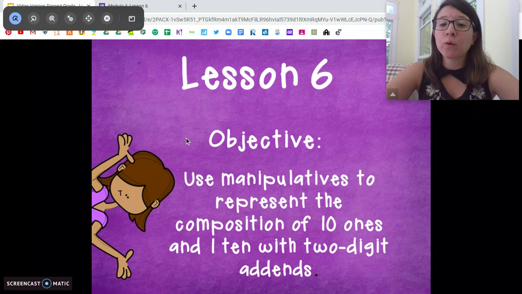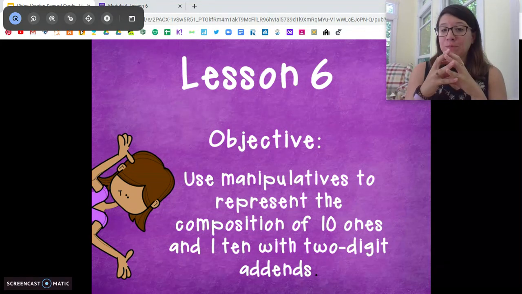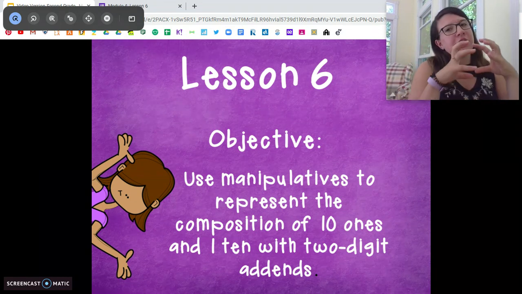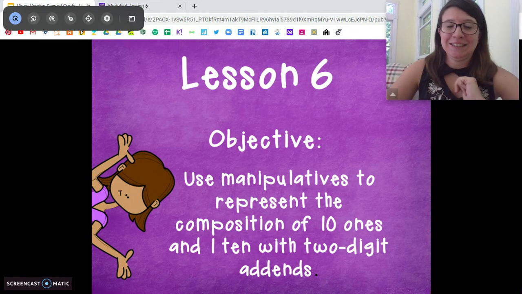So for today, we're going to use our place value charts and our place value discs to learn about bundling groups of 10 and changing them into bundling groups of 1 and changing them into tens. Okay, so we're going to be adding 2-digit numbers. It's going to be fun.